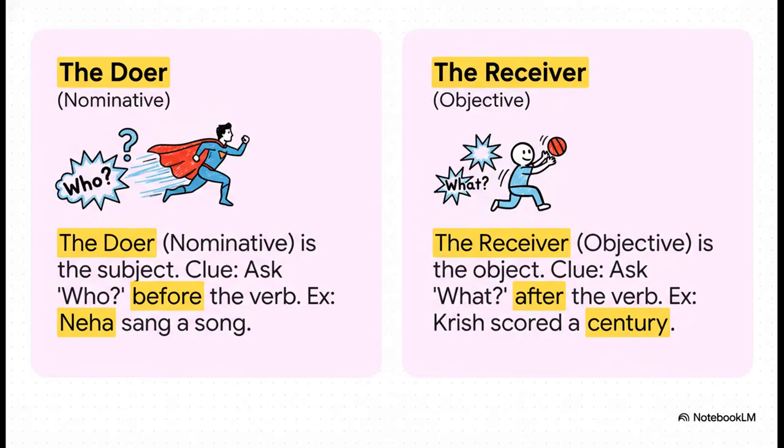You know, seeing these two side by side makes it all click, doesn't it? The doer is the subject, and we find it by asking who before the action. The receiver is the object, and we find that one by asking what after the action. It's all about where you ask the question.